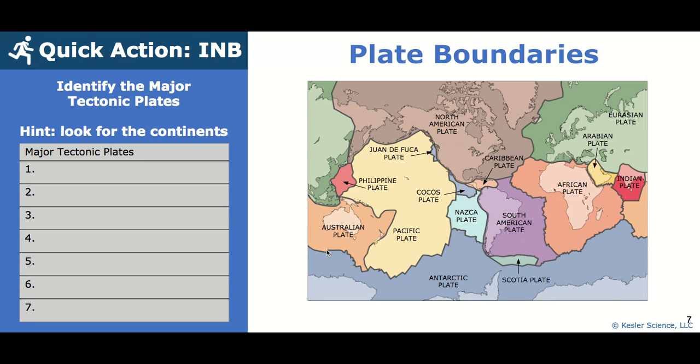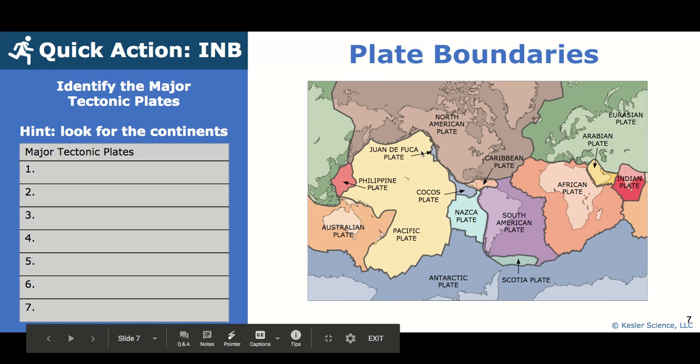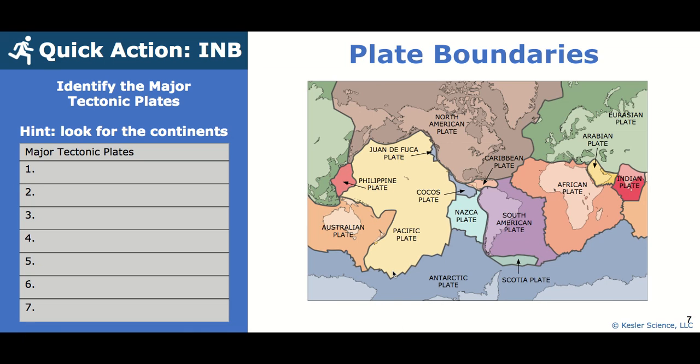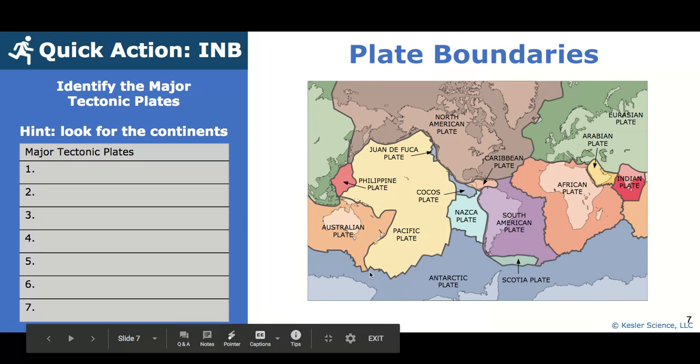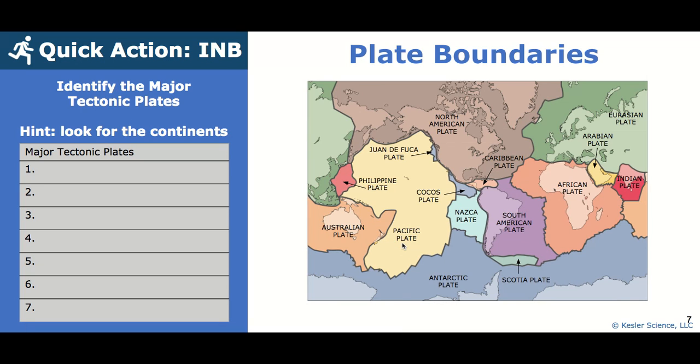We have the Australian plate. This giant plate here is called the Pacific plate, this light yellow one. That's not a continent, but we consider it to be major because of how large it is. And then the last plate considered to be major is the Antarctic plate. So just to reiterate, we have the Antarctic plate, the Pacific plate, the Australian plate, the North American plate, the South American plate, the African plate, and the Eurasian plate. They make up our 7 major plates.